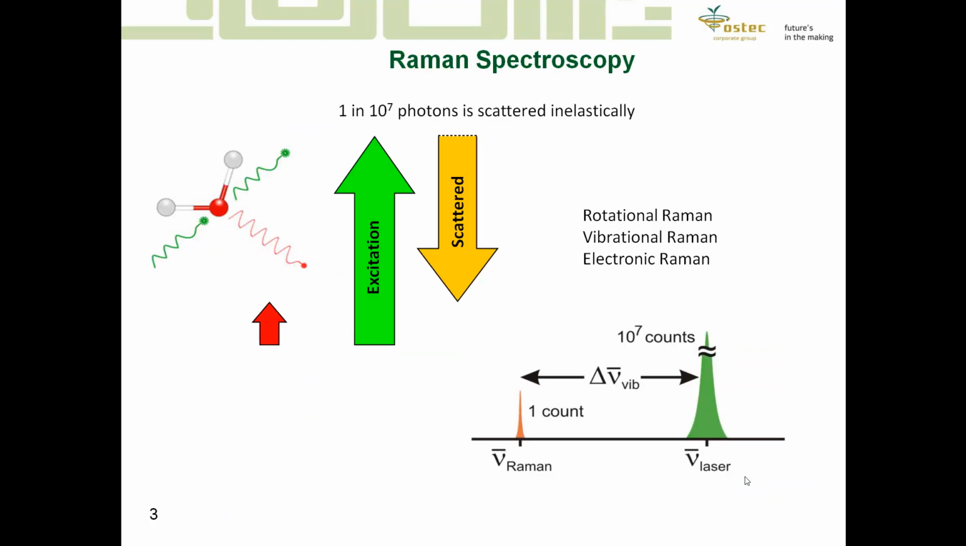But what is the main problem? The problem is that the intensity of such characteristic scattered light is very low. It is a very weak signal, and to collect it we should use highly sensitive detectors, and also we should suppress the excitation laser intensity, because normally Raman scattering is about 10 to the minus 7 with respect to the excitation intensity.